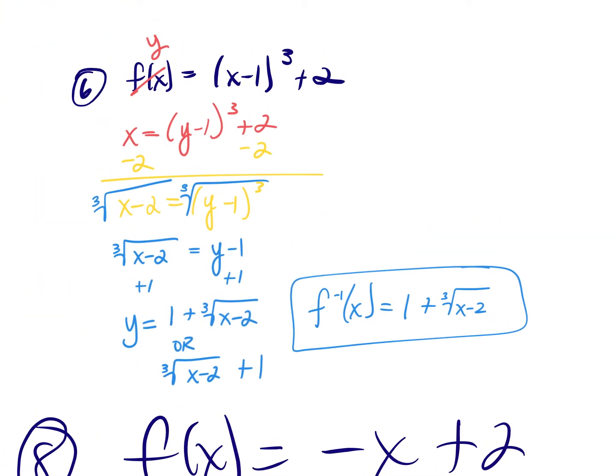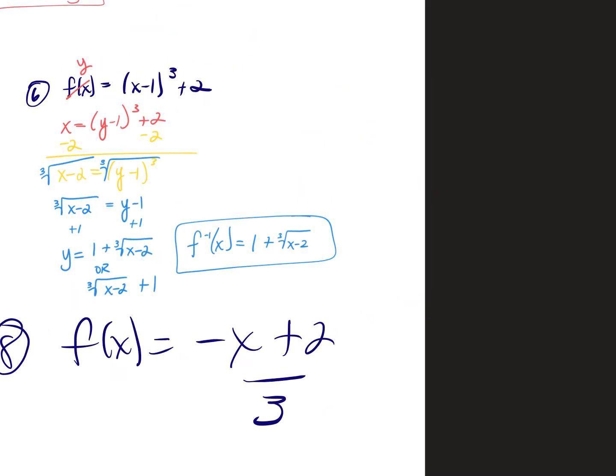Compare the original. In the original, we had a minus 1. In my inverse, I have a plus 1, right? And in the original, I had plus 2, but with my inverse, I have a minus 2. In the original, we were cubing that whole thing. In the inverse, we're taking the cube root. Reese, question. All right, look at the next one.